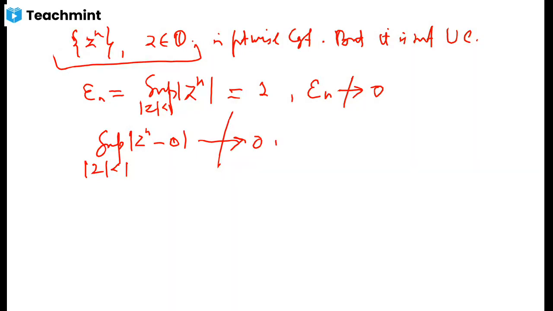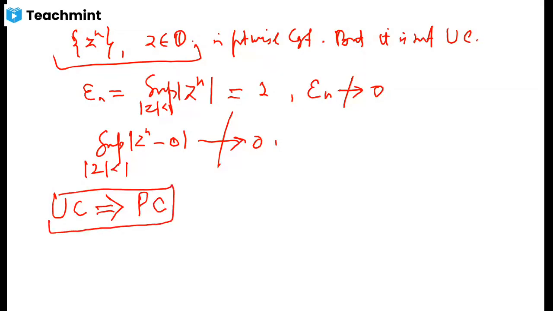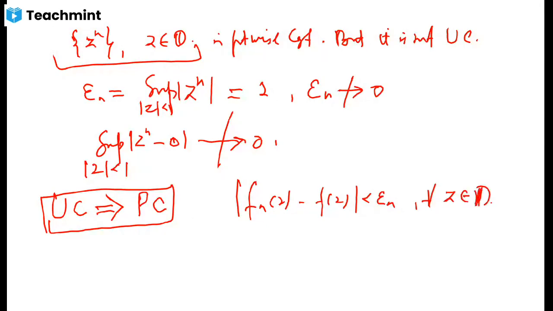But what is the relation between uniform convergence and pointwise convergence? You can see from the definition, it is very clear that uniform convergence always implies pointwise convergence. Why does it imply? Because you have this relation |f_n(z) minus f(z)| is less than epsilon n, and this is true for every z in D. So if you fix some z, pointwise convergence is that you have to look at each point separately. If you fix z in D, still this estimate holds.